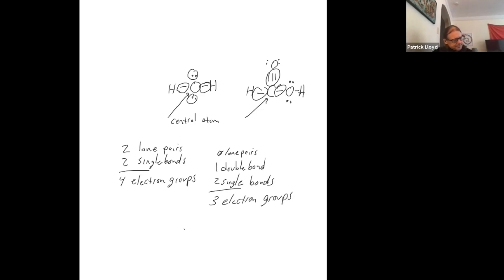Okay. Here's one more. This is called sulfur hexafluoride. It's an interesting molecule. Very good at putting out fires. Okay, so again, from the perspective of the central atom, the sulfur is the central atom. There are no lone pairs, no double bonds or triple bonds, but there are a total of 6 single bonds.